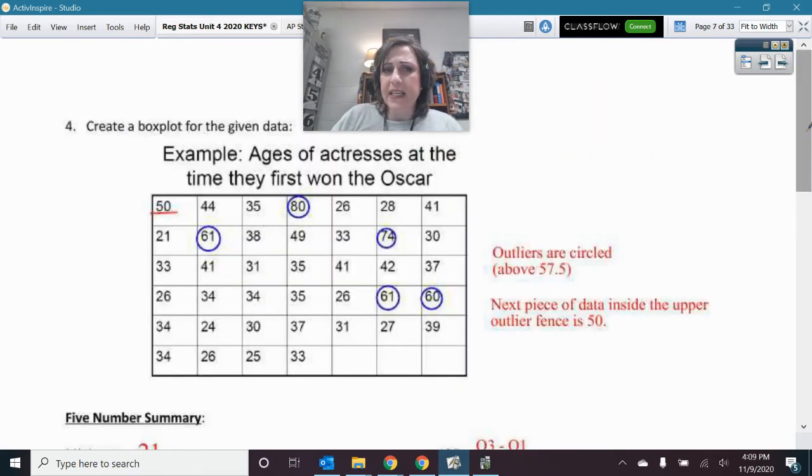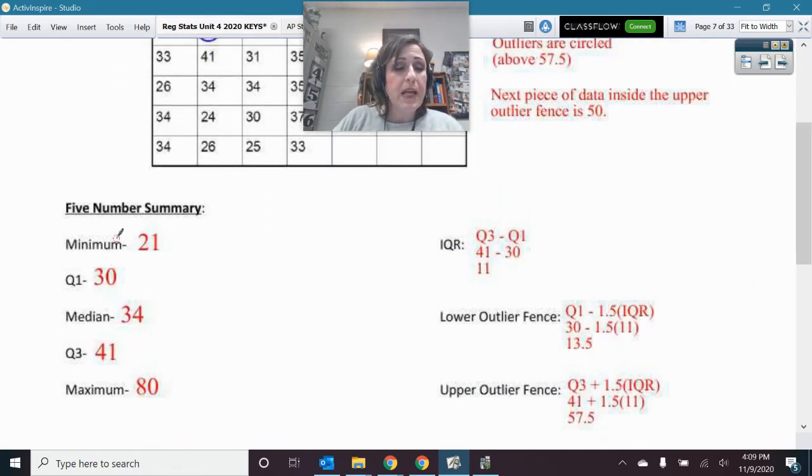Moving on, here we have this, okay? So this one had a lot of outliers, actually. So what happened was, first of all, I said, oh, that's a lot of data. So I definitely did that in my calculator. I put it into my calculator, and I did one variable statistics. So my one variable statistics gave me a min of 21, Q1 of 30, median of 34, Q3 of 41, and a maximum of 80. I did my IQR. Q3 minus Q1 is 11. My lower fence computed to be 13.5, and my upper fence computed to be 57.5.